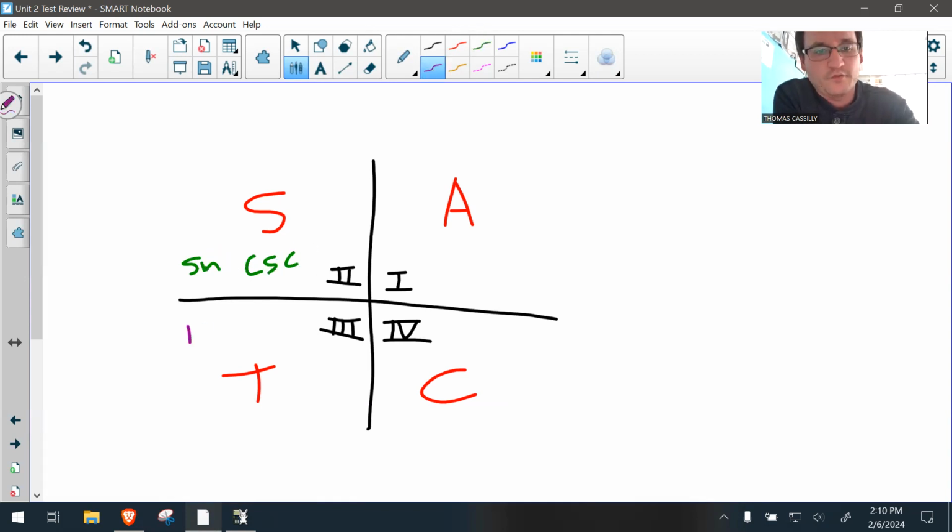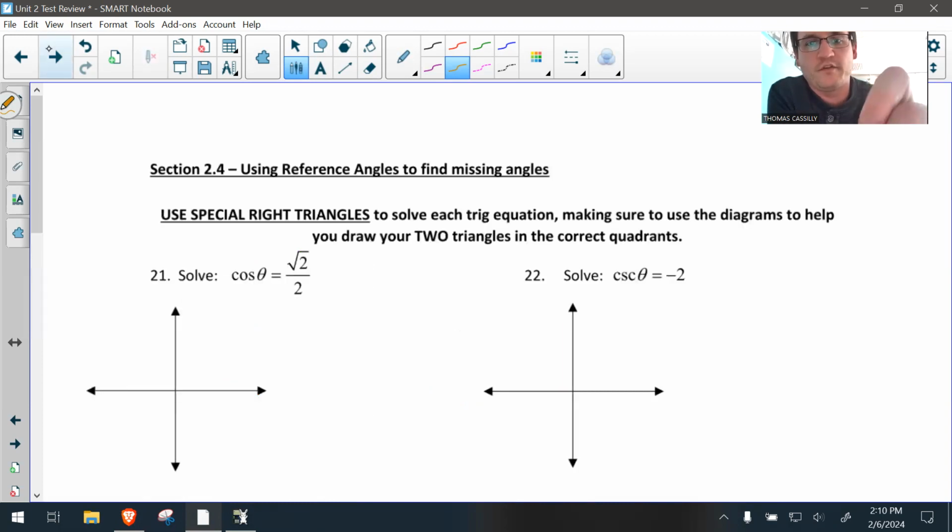In the third quadrant, we have the tangent and the cotangent. Those are the only two that are positive there. And then in the fourth quadrant, cosine and secant. Those are the only two that are positive there. Everything else is a negative. So we're going to be using this quite a bit. So in fact, I'm just going to write this at the top. We know all students take calculus.